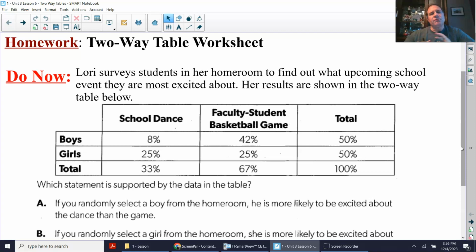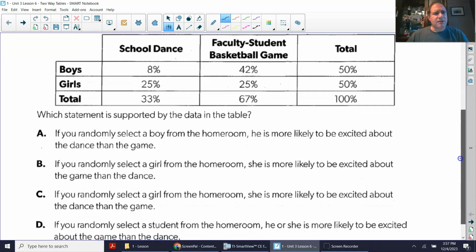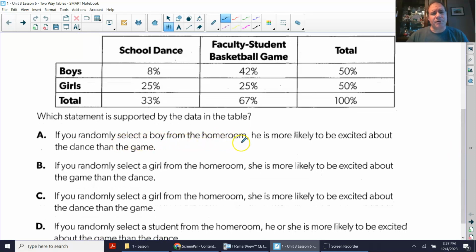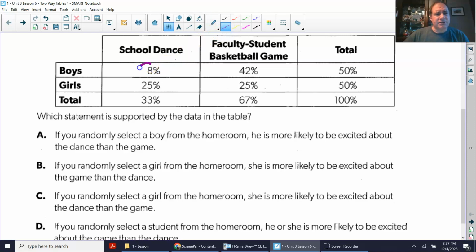Lori surveys students in a homeroom to find out what upcoming school event they're most excited about. Her results are shown in this two-way table, and it asks which statement is supported by the data in the table. If you look at the choices, it says if you randomly select a boy from a homeroom, he's more likely to be excited about the dance than the game. If that's true, there's no way that the boys would be 8% and then 42% for the game. So that's false. So you could go ahead and cancel that.